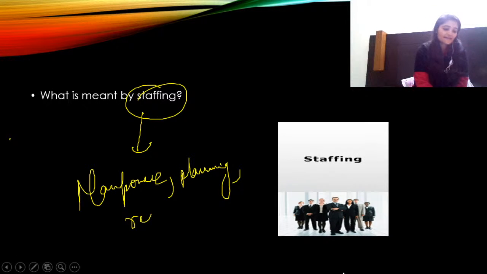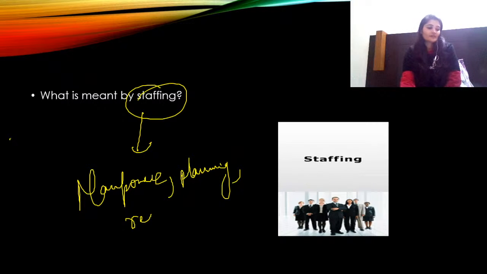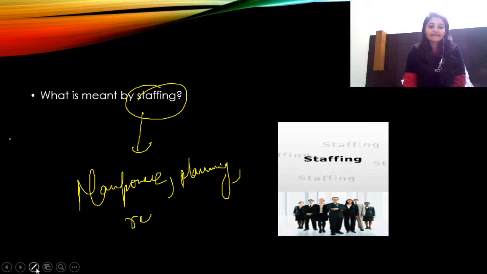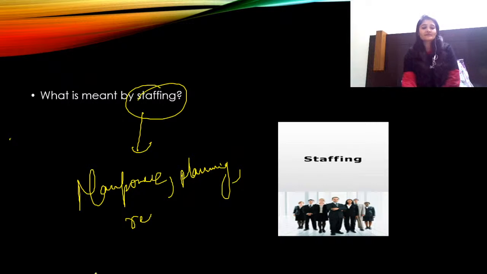So, what do you mean by the staffing? Hi Anurag, hi Asmita, hi Anshita, hi Fact World. So, let us see what do you mean by the staffing. Staffing means the manpower, planning, recruitment.